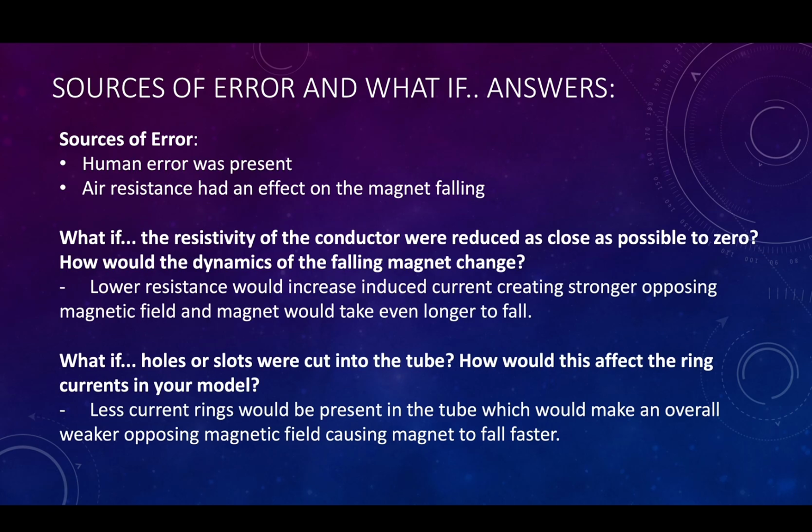What if the resistivity of the conductor were reduced as close as possible to zero? How would the dynamics of the falling magnet change? Lower resistance would increase induced current, creating a stronger opposing magnetic field, and the magnet would take even longer to fall. What if holes or slots were cut into the tube? How would this affect the ring currents in your model? Fewer current rings would be present in the tube, which would make an overall weaker opposing magnetic field, causing the magnet to fall faster. Thank you.